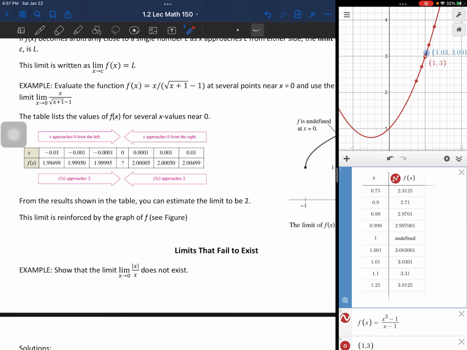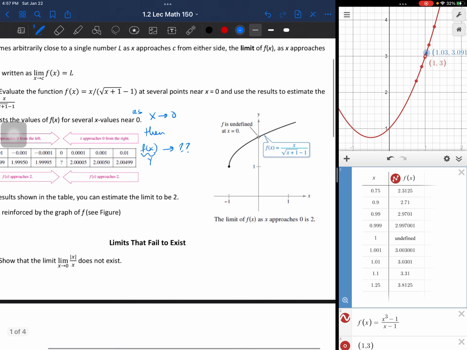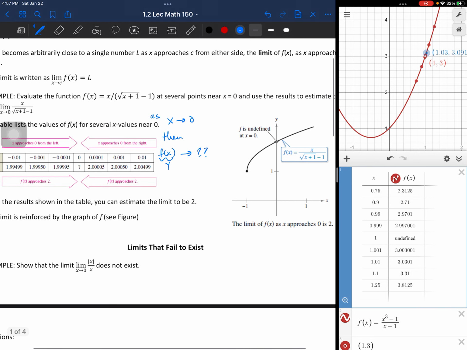Example number 2, now we have a function that is x all over the difference between the square root of x plus 1 and 1, and we're looking for the limit of this function as x approaches 0. In other words, we're looking for what is the y value. Maybe I'll write it here. As x gets closer to 0, then y, in other words your f of x, gets closer to what? And then we can see that in the picture. We can see that in the table.